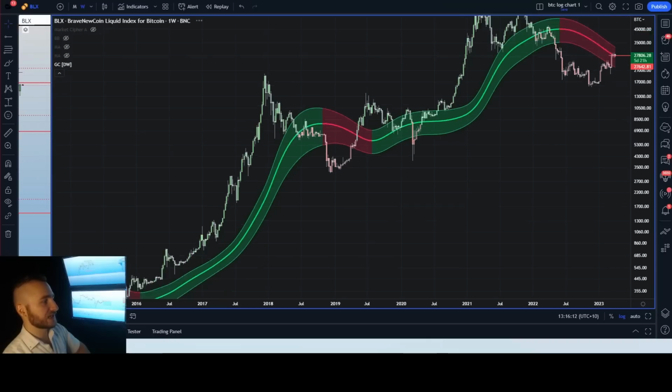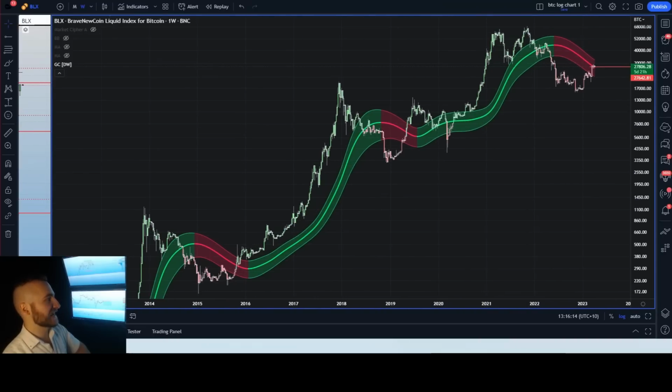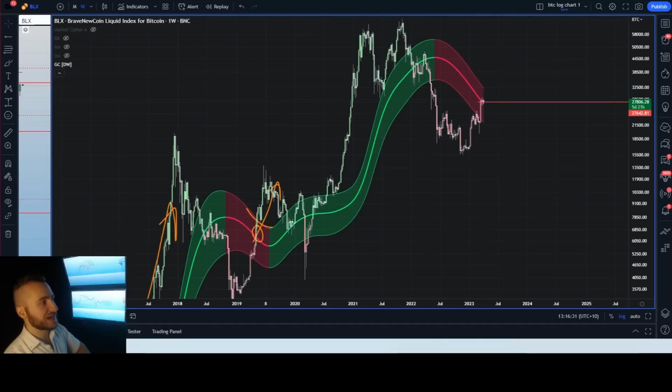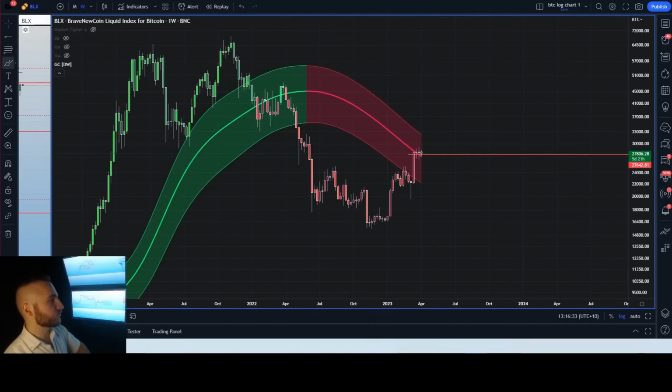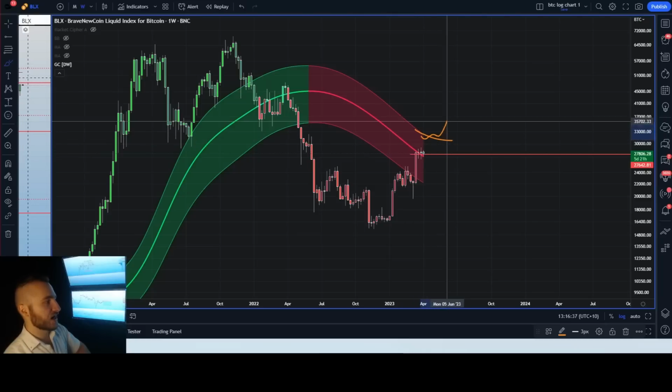Every single time on the weekly that we have closed a weekly candle above the Gaussian channel, we have always continued upwards. By upwards, I mean we continue through the Gaussian channel and we break out of the upper band of the Gaussian channel. So if it had to repeat this instance, we would see a break of the upper band of the Gaussian channel and a continuation upwards, guys.